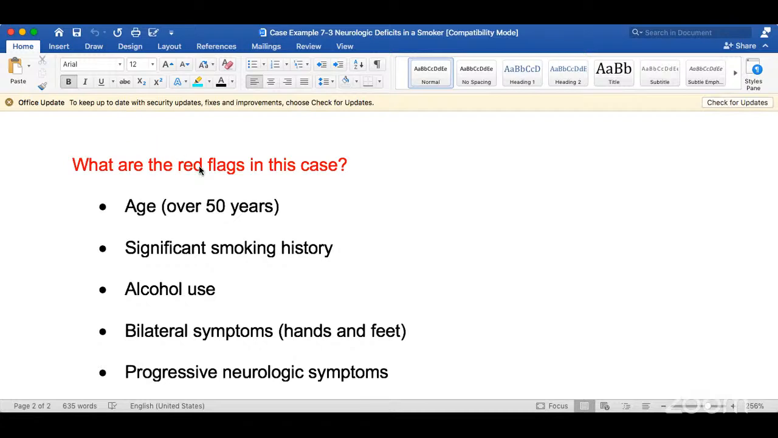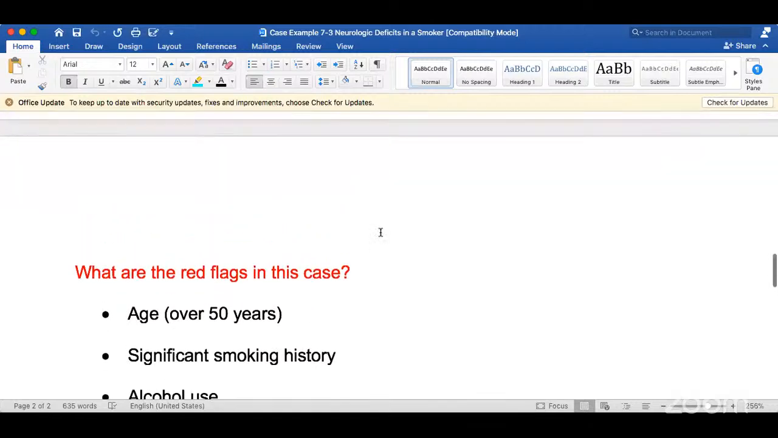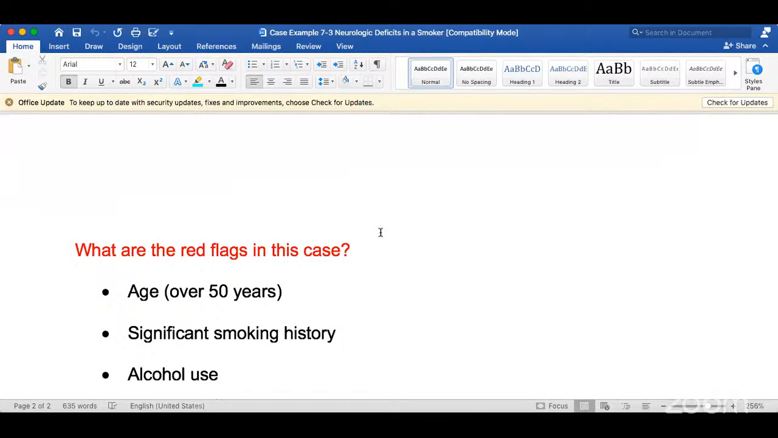So I think these things put together, remember I said red flags usually come with a combination of risk factors and a few symptoms. But whenever you have risk factors alone, then you are thinking more towards a yellow flag. So in this case, from what these answers are indicating, we have age over 50 years, which is a yellow flag, sorry, a risk factor.